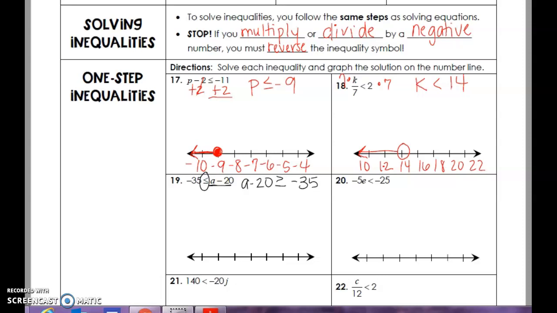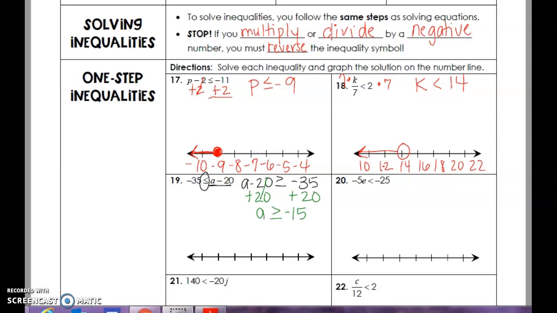Now we're going to solve our inequality. The opposite of subtracting 20 is to add 20 to both sides. We bring our a down, greater than or equal to negative 35 plus 20. Our signs are different, so we subtract. 35 minus 20 is 15, and it's going to be negative because 35 has the greater absolute value.